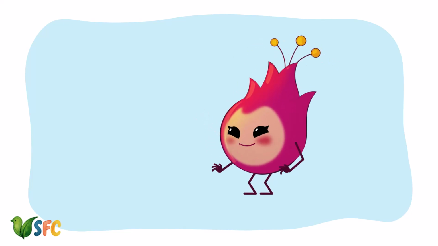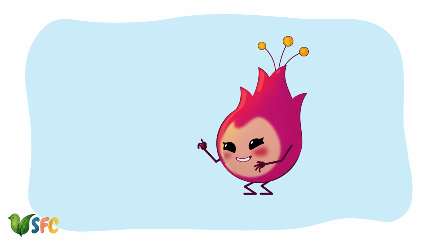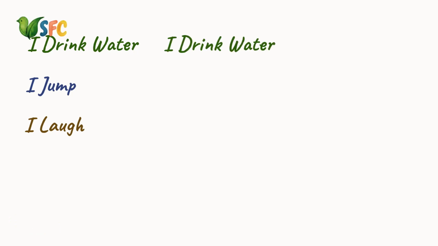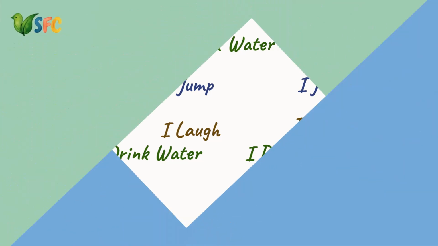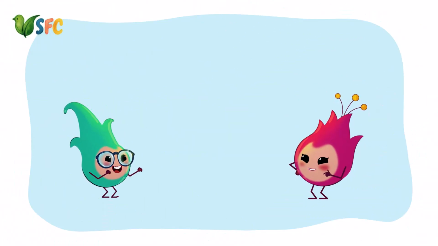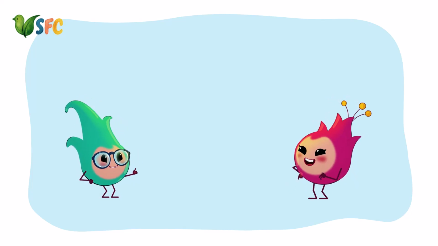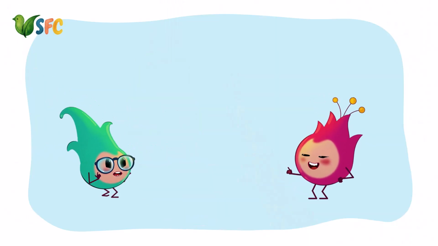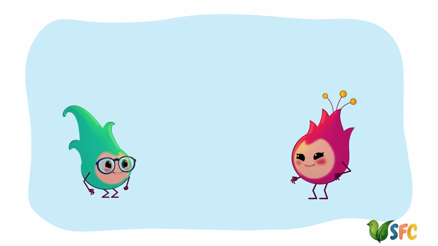Hi there, little coders. Have you ever done something exactly 5 times in a row? Like, I drink water, I jump, I laugh. Again, I drink water, I jump, I laugh. Again and again and again. Yeah! Sometimes I say the same things 5 times until my mom gets tired. Oh, wow! Well, today we're going to tell the computer to repeat something too in its own special way.